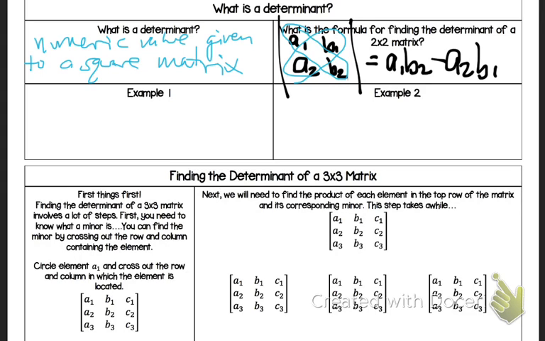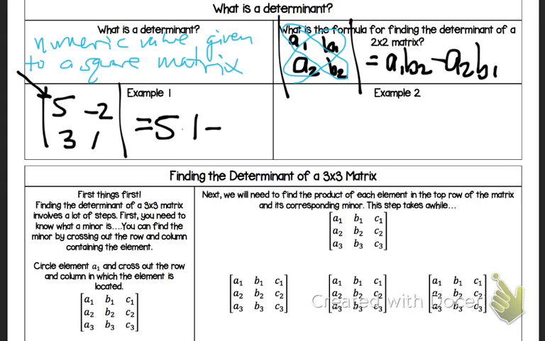Okay, so let's do an example. So I'm going to do a 2 by 2 matrix here. 5, negative 2, 3, 1. And the determinant of that, so I'm going to multiply this way. So 5 times 1 minus 3 times negative 2. So that just turns into 5 plus 6, which equals 11. So that's your determinant.